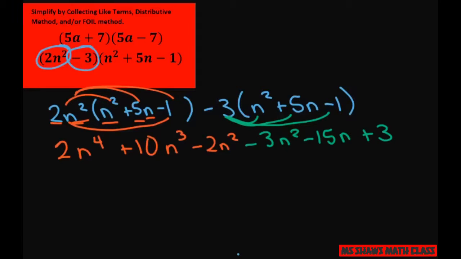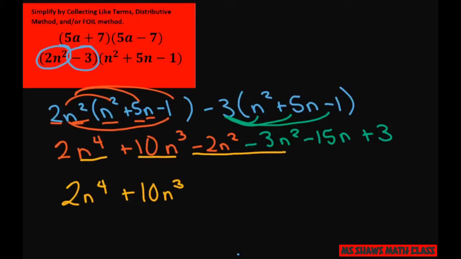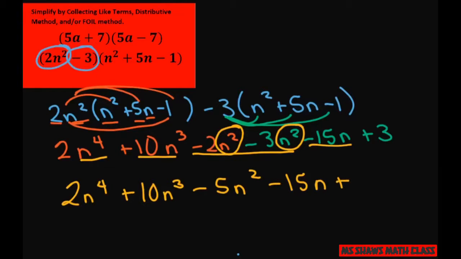And then what we're going to do is see if we have anything we can combine. So are there any n to the 4th? We just have 1, so copy that one down. Do we have any n cubes? No, so that's just going to be plus 10n cubed. We do have 2 n squares here, so we can combine those. Negative 2n squared minus 3n squared is negative 5n squared. Then we only have one of those, so just copy that down. And we just have our constant here. And that is it for that.